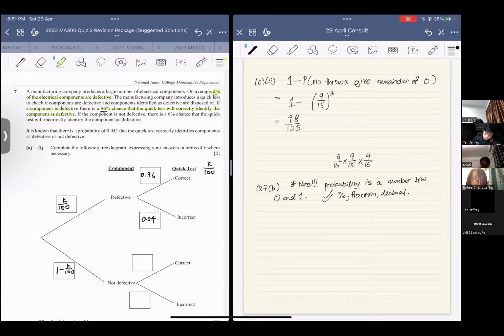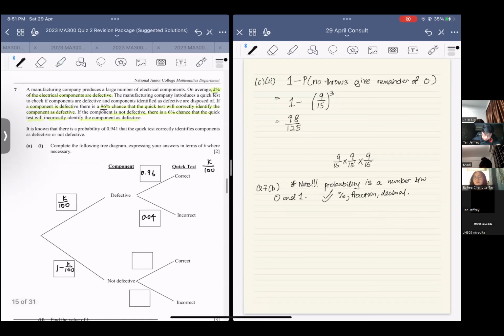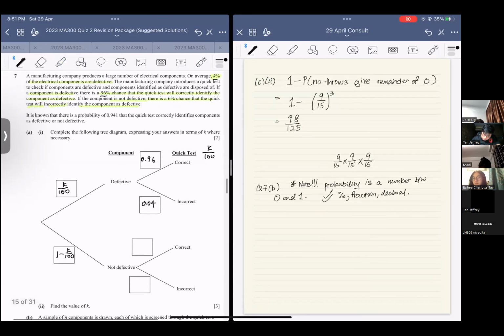So next part, if the component is not defective, there is a 6% chance that the quick test will incorrectly identify it as defective. Meaning that if it is not defective, there's a 6% chance that the quick test will incorrectly identify it as defective. So this is what they mean. That means this value is 0.06. That means this number here is 0.94, since they must add up to 1.